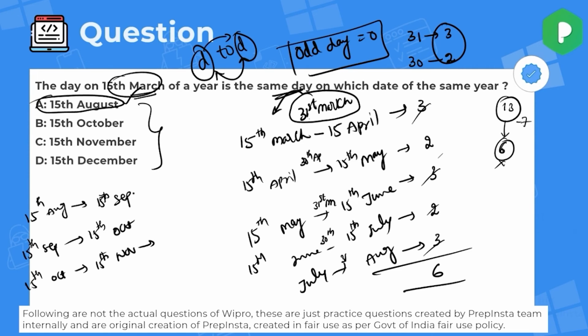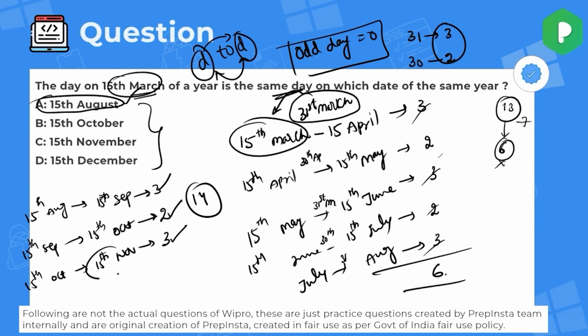Just count the days. August has 3 odd days, September has 2 odd days, and October has 3 odd days. Already we have 6, 6 plus 3 is 9, 9 plus 3 is 12, 12 plus 2 is 14. So there are 14 odd days from 15th March to 15th November, and 14 is exactly a multiple of 7. So the remainder is 0. The gap between 15th March and 15th November is exactly 0 odd days, so the answer is 15th October.